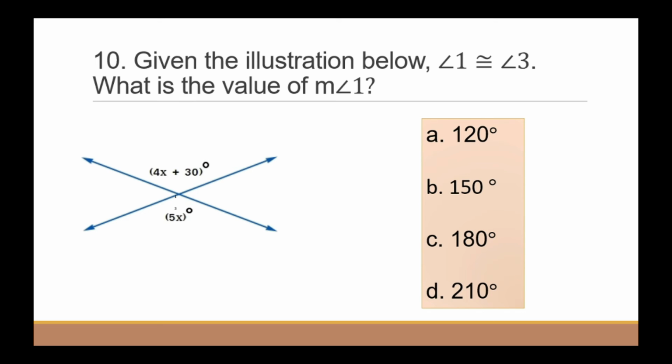Question number 10. Given the illustration below, angle 1 is congruent to angle 3. What is the value of the measure of angle 1? So this is angle 1, 4x plus 30 degrees, and this is angle 3, 5x degrees. Letter A, 120 degrees. Letter B, 150 degrees. Letter C, 180 degrees. Or letter D, 210 degrees.